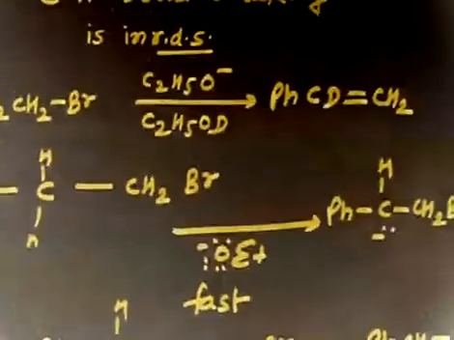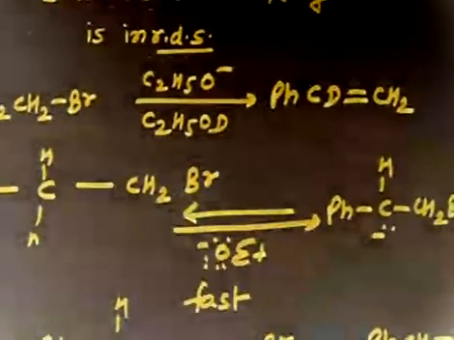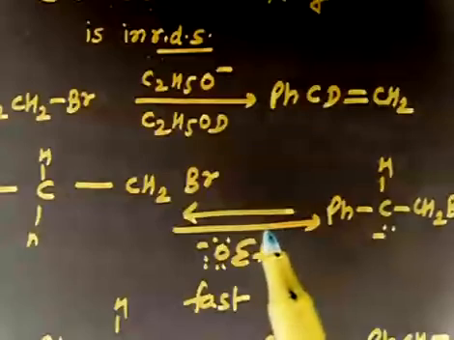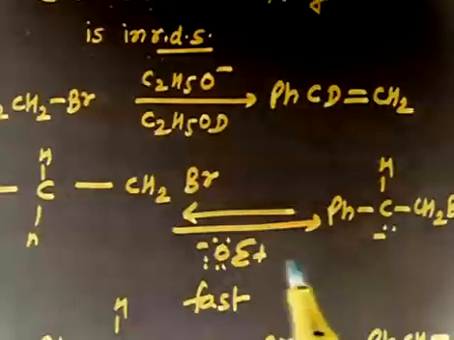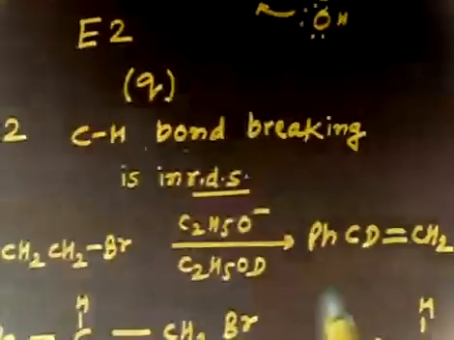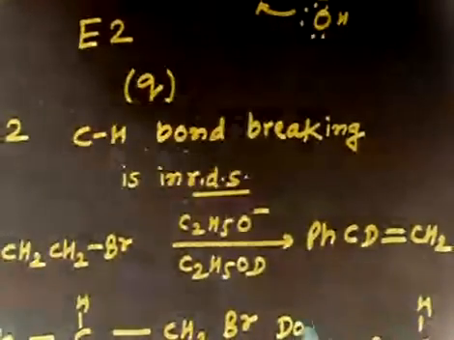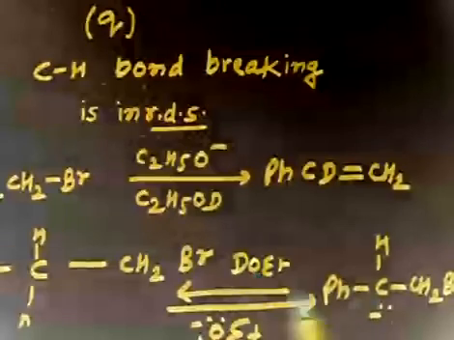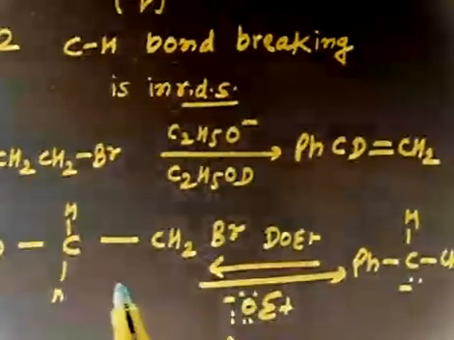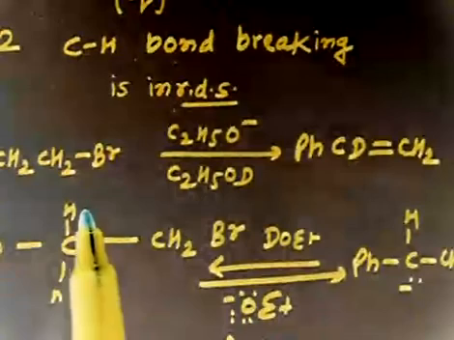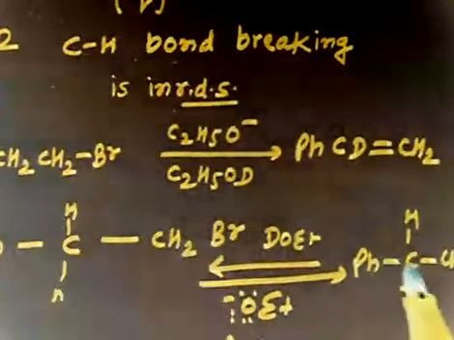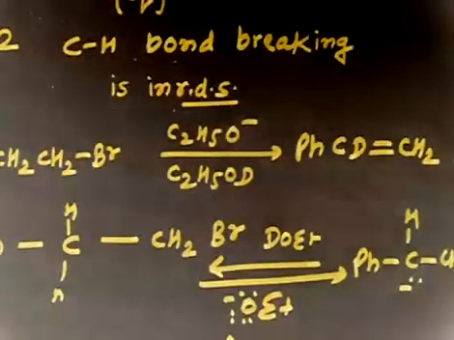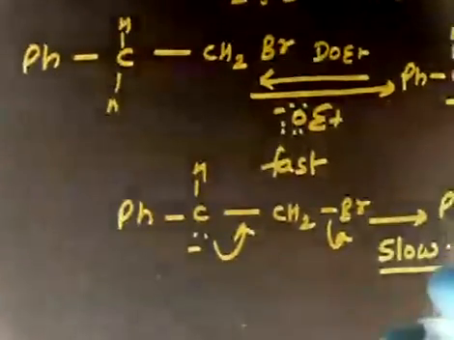That is possible. You see, this step is a faster step, and generally faster steps are reversible steps. So if this step is fast and reversible, what will happen? This minus can take D from EtOD. So this minus basically can take deuterium from here and then it can go here. In that case you will have a C-D bond and an H bond. In the next step, if this H goes, then you will have a C-D bond here. Are you getting what I am saying? So let us say this step is a reversible step.